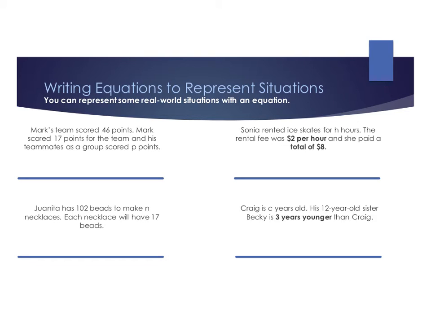So watch this with me. Let me underline some important information. So I know that Mark's team in total scored 46 points. I know that Mark by himself scored 17, and the rest of this team scored P points. So in total, how much did they score? 46. So I'm going to put 46 on one side of the equation. So what together makes up 46? Yes, I would say the amount of points that Mark scored and the amount of points that his teammates scored. What's the amount of points that his teammates scored? They told us, P.